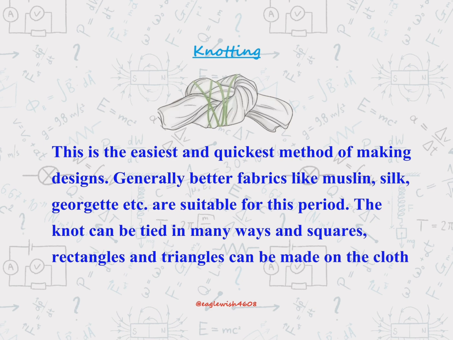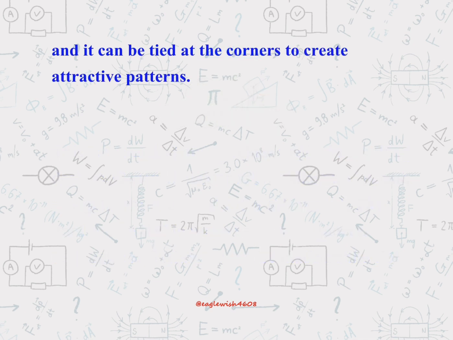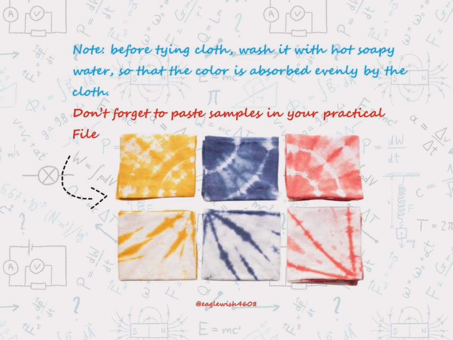In knotting, fabric is tied tightly in knots, bunches, or gathers before dyeing. The tied areas resist the dye, creating patterns of white or undyed fabric around the knots. Don't forget to paste your samples into your practical file. As you can see on the screen, I've created some examples for you to refer to.